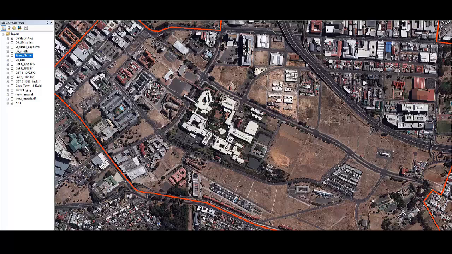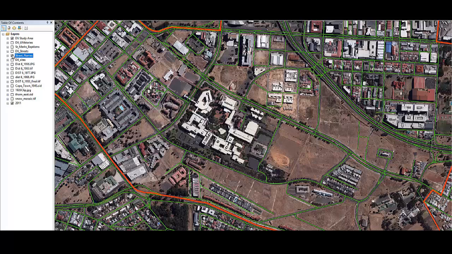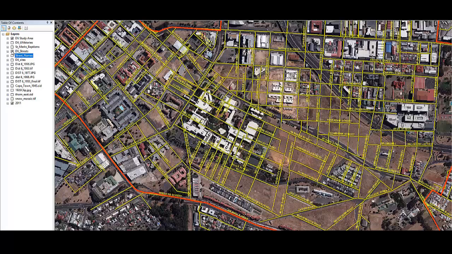GIS technology can help to produce an analysis of the old District 6 and its relation to the present. I want to take a trip through time using maps of District 6. Here is a relatively recent map from 2011 showing our campus and the outline of District 6 shown in red. The current road network is shown in green. I can switch that off and show in yellow the old road network that used to exist in District 6, most of which was destroyed.